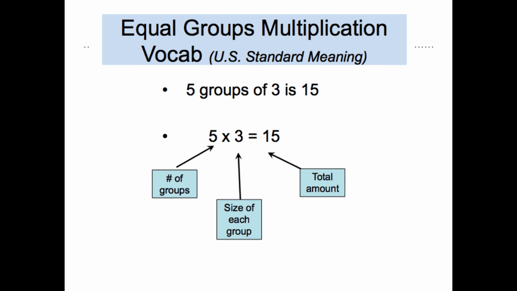So 5 groups of 3, 5 times 3. If it was 3 times 5, we think of it as 3 groups of 5, which again is a different picture and looks different. Interesting note, there are some other countries where the standard meaning is the opposite. It is switched. So it's purely a choice that was made, and in thinking about how textbooks are written, it's good for us to be consistent.